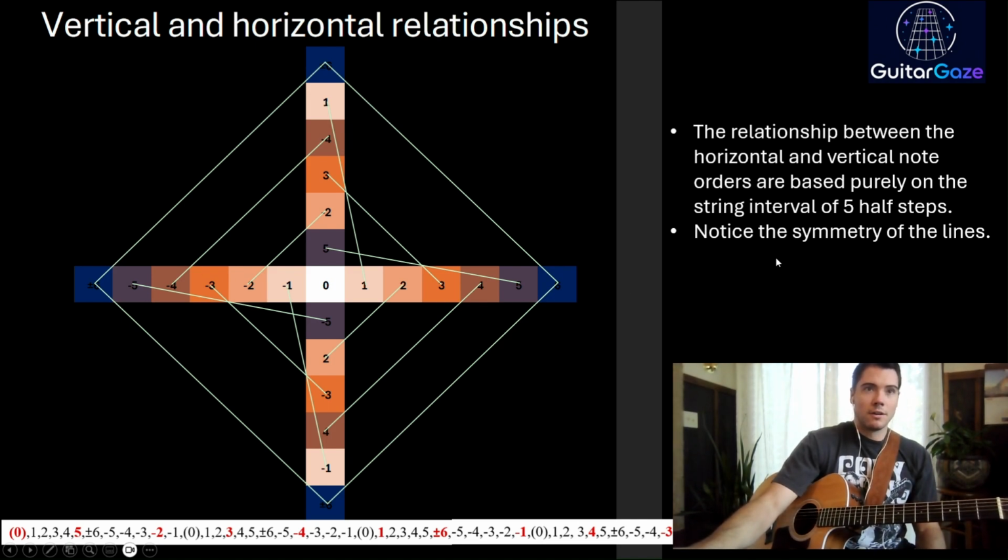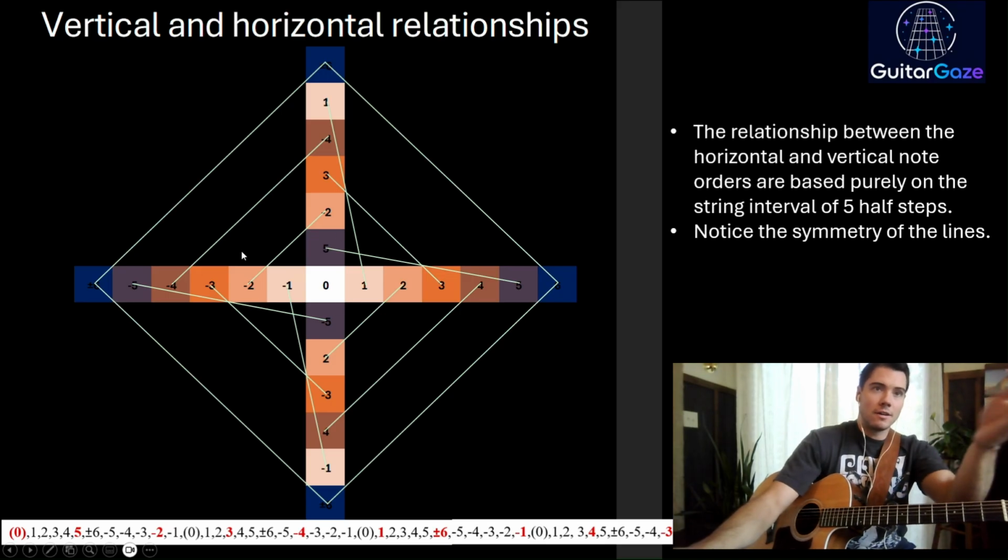This is the core of the guitar, and there are symmetries in this core. So notice the symmetries of this line. If you were to draw a diagonal line going from bottom right to top left, you can see that these lines would be symmetrical about that axis.